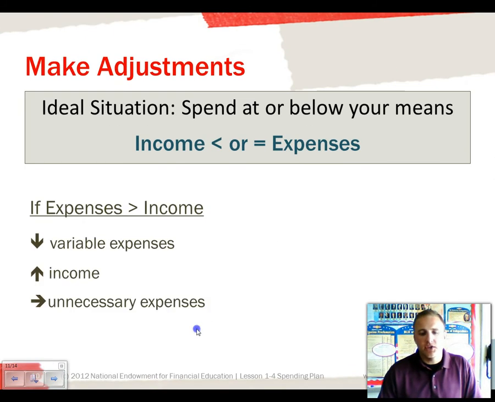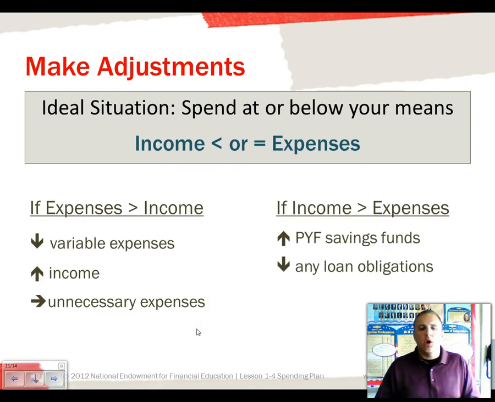Now, the ideal situation here looks like this. We always want to be spending at or below our means. It's never good to spend more money than you make, correct? Doesn't make sense how you could possibly do that. So, I like to use the equation of this. You always want to try to keep your expenses equal to or greater than your income. And you might say, well, wait a second, Mr. Lumen, that doesn't make any sense. But if you really break down this equation and look at what it's saying, you'll understand what I mean.